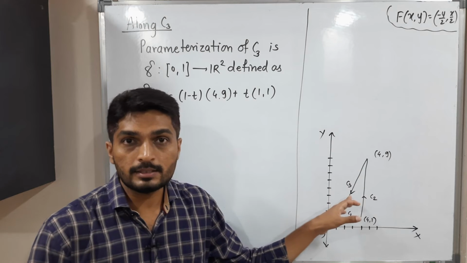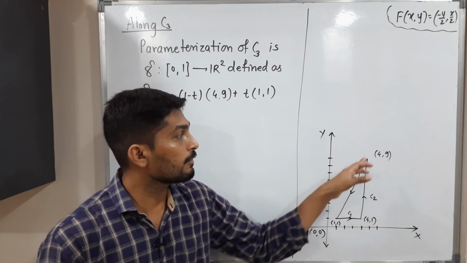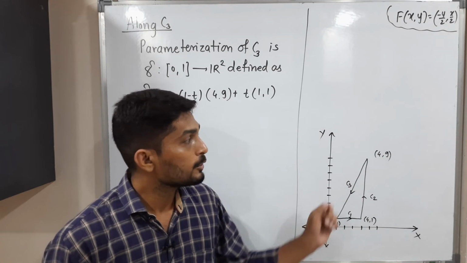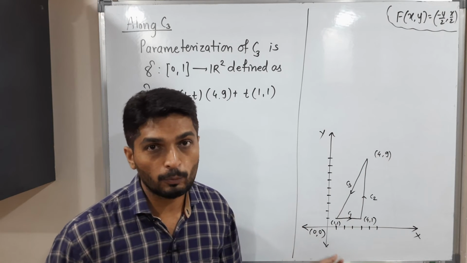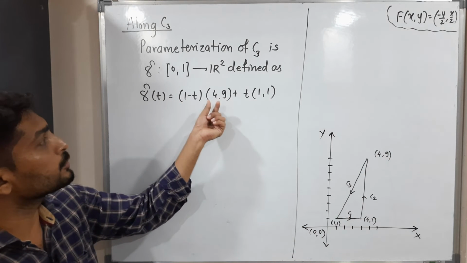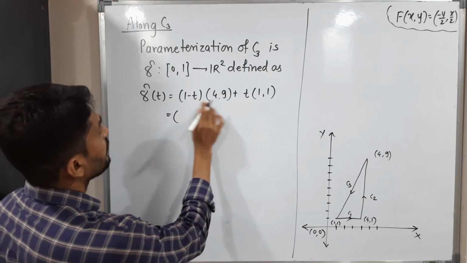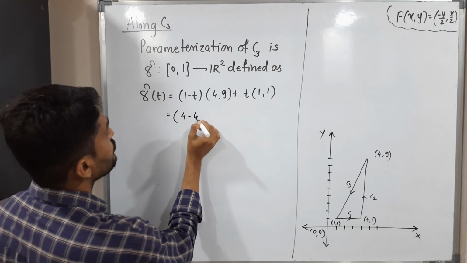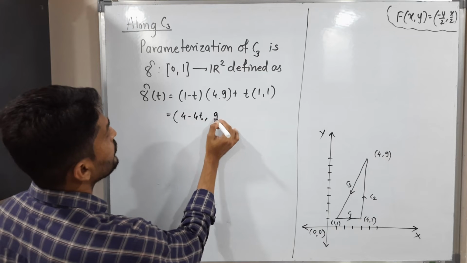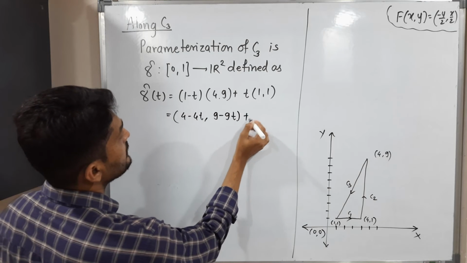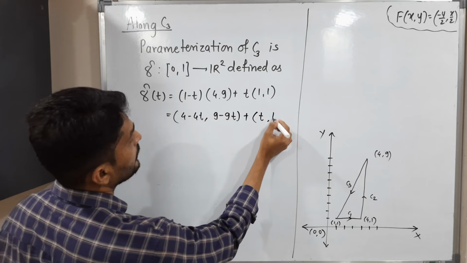See, as you can see in this diagram, the direction of C3 is from (4, 9) to (1, 1). So this is the starting point and this is the end point. So that's why 1 minus t into starting point plus t into end point, right? So let us simplify it. 4 into this one, so 4 minus 4t. 9 into this one, so 9 minus 9t, plus I will take a product t into (1, 1).